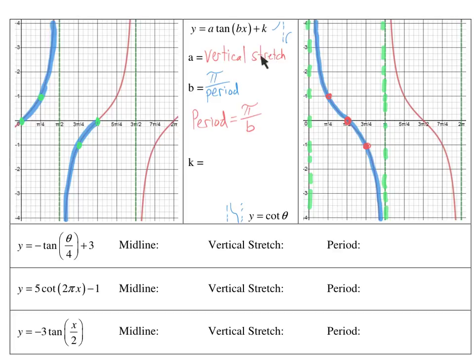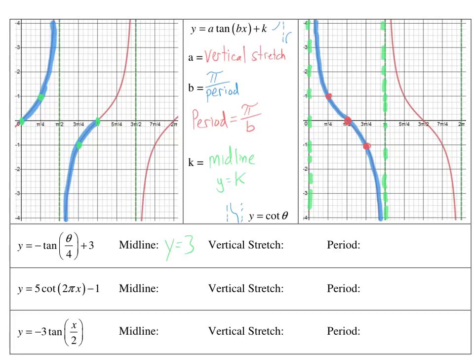You also have to realize it's not an amplitude, it's a vertical stretch. Now what's nice is k is still your midline. Yay, something stayed the same. And that's y equals k. So we still got our midline. So from this function, I want to find the midline, vertical stretch, and period. Well, the midline we said is k, or the number added or subtracted at the end. So my midline is going to be y equals 3.